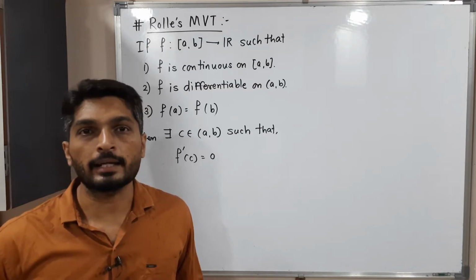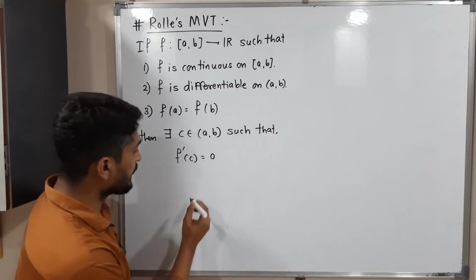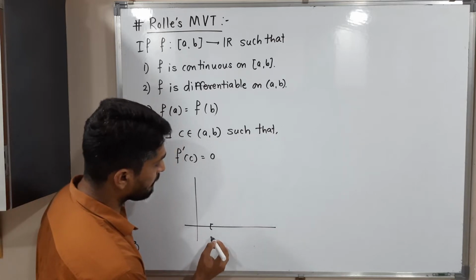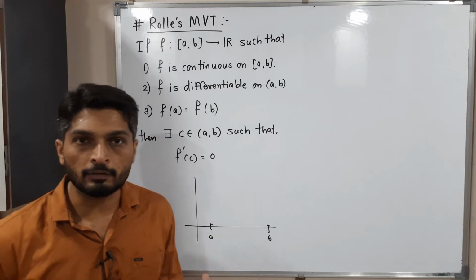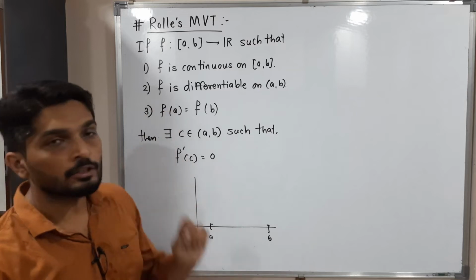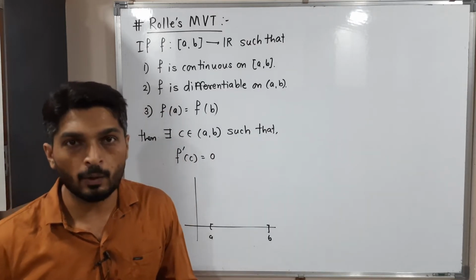I will draw the diagram simultaneously so you can easily understand its meaning. Okay, so we have a function f, I am drawing the graph of it. Here we have a closed interval [a, b], the function f is defined on this closed interval. The first condition is f is continuous on closed interval [a, b]. That means the graph must be continuous without any break.